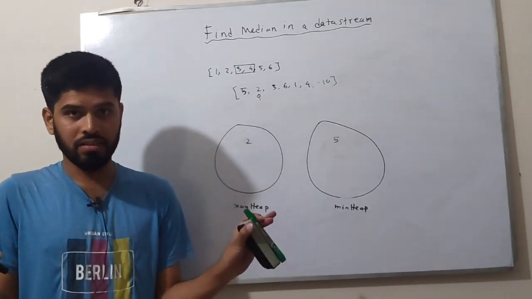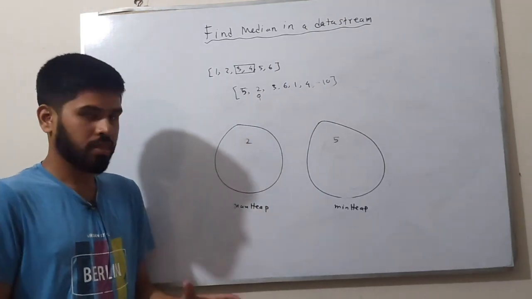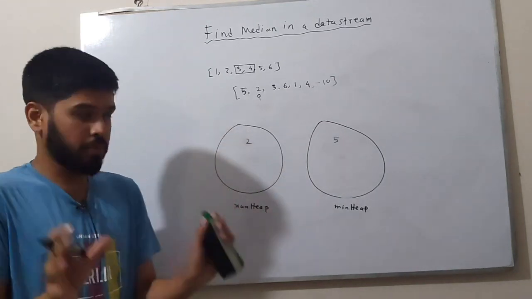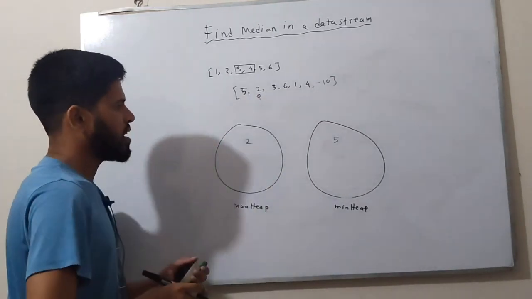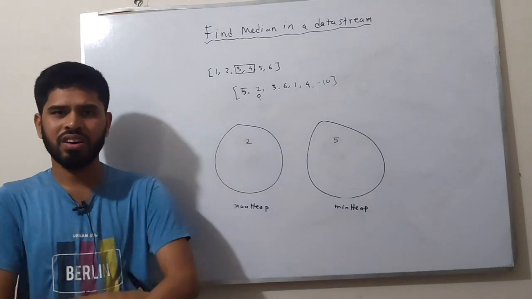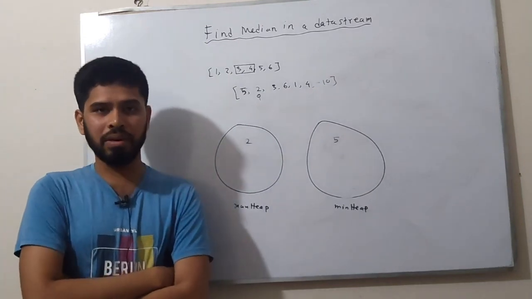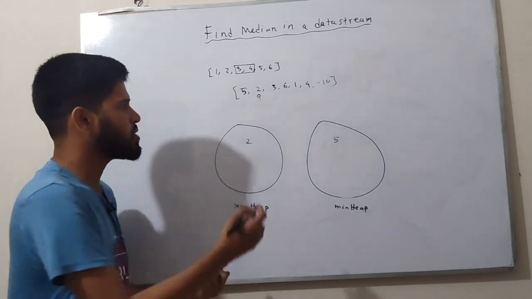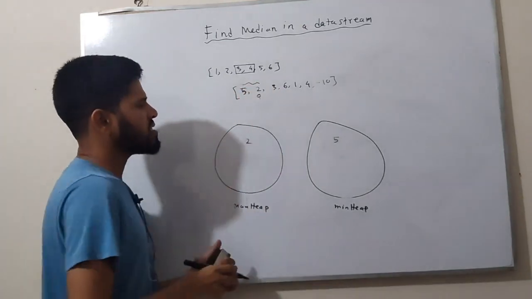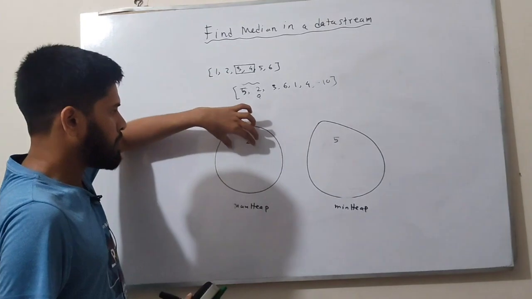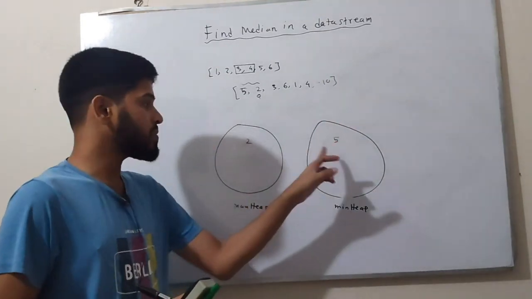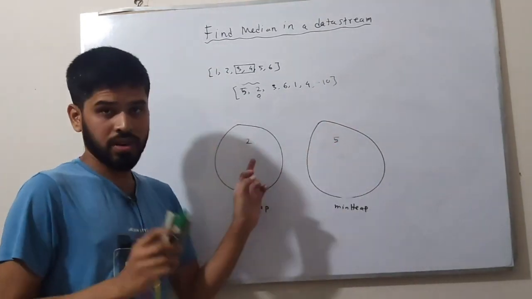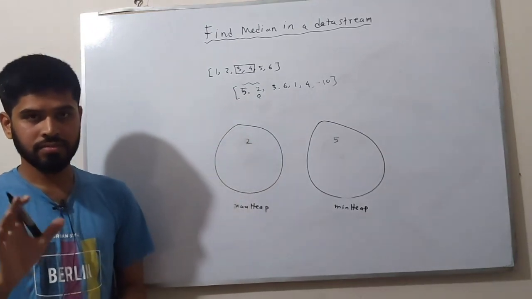So we'll do nothing. We are done. Up until this point, we have processed these 2 elements. Now if I ask you, please tell me the median. Can you tell me the median? That is simple for this stream. It is the average of the peak element from here and here. So 2 plus 5 equals 7, divided by 2 equals 3.5.